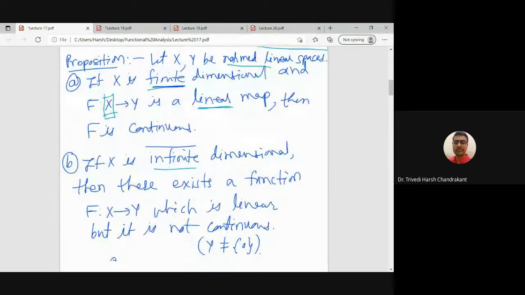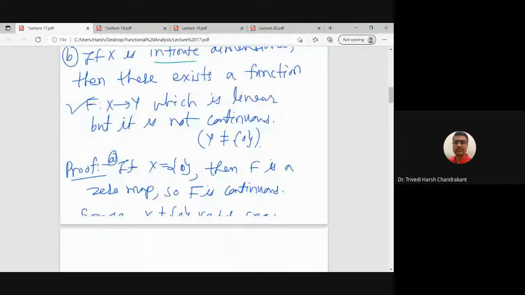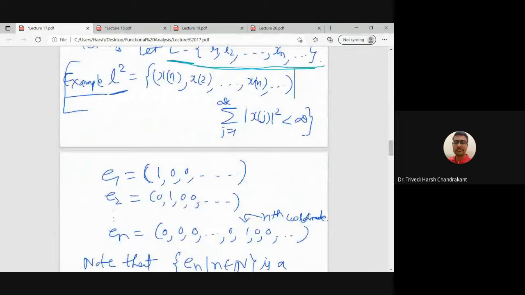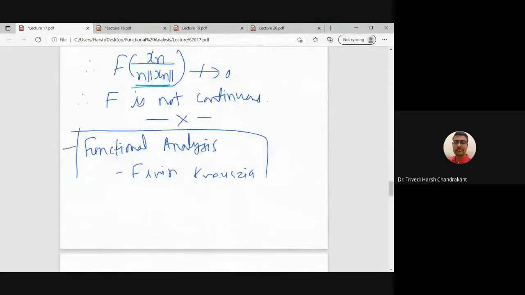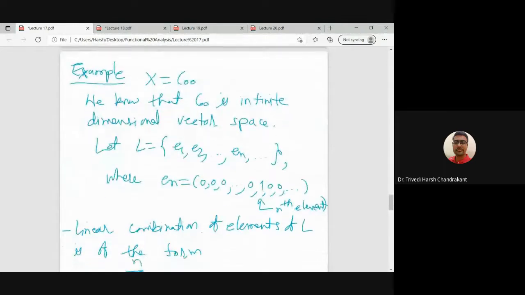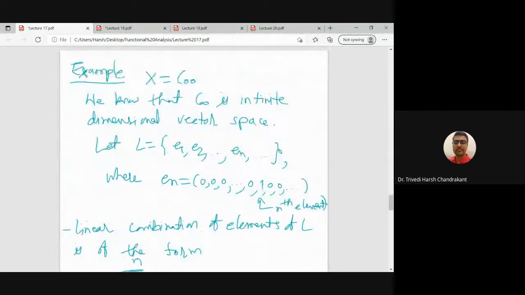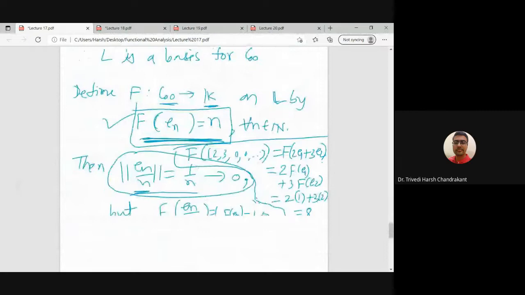If it is an infinite dimensional normed space, then we have discussed one example that this result is not true in general. Now we discussed this example of L2, and then we discussed some example of C00, that on C00 we can, yes, this is exactly that example of the second part.